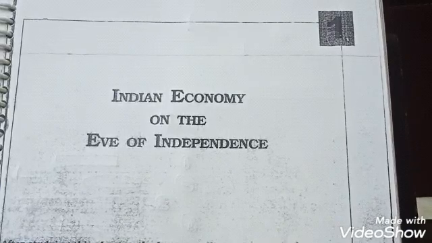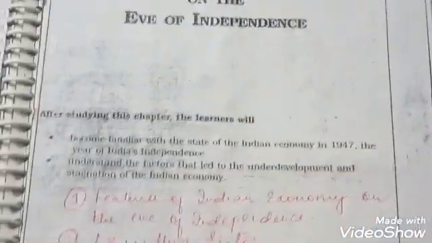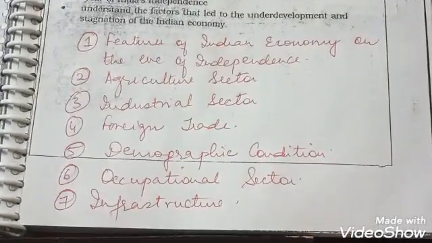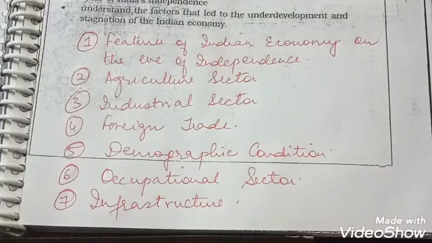We are going to start with the first chapter, Indian Economy on the Eve of Independence. Children, in this particular chapter, we are going to be covering these particular topics. Basically, we are going to be discussing what were the features of the Indian economy on the eve of independence. What was the agricultural scenario at that time? How were the industries on the eve of independence, that is around 1947, before 1947.